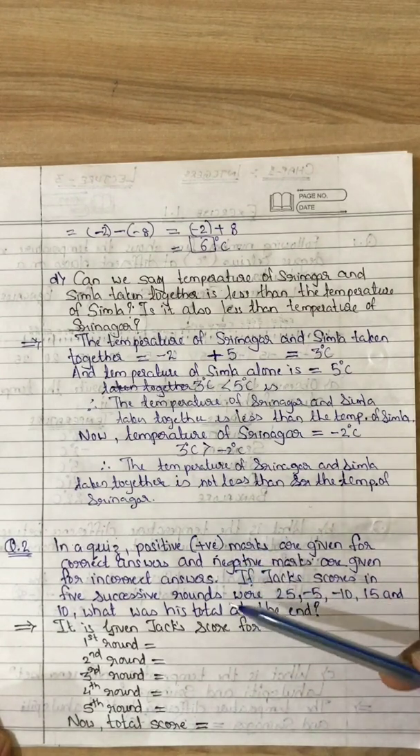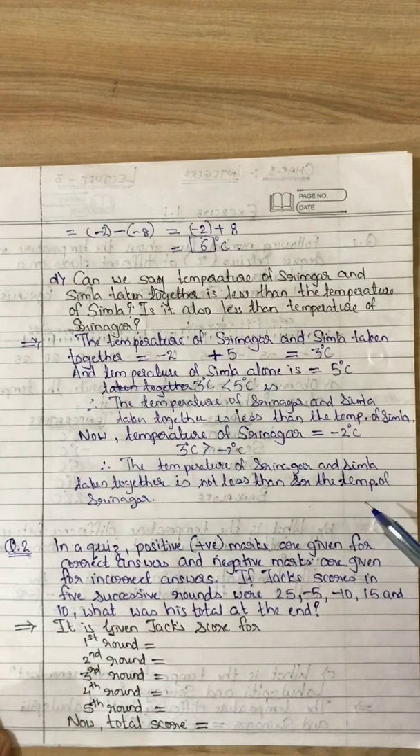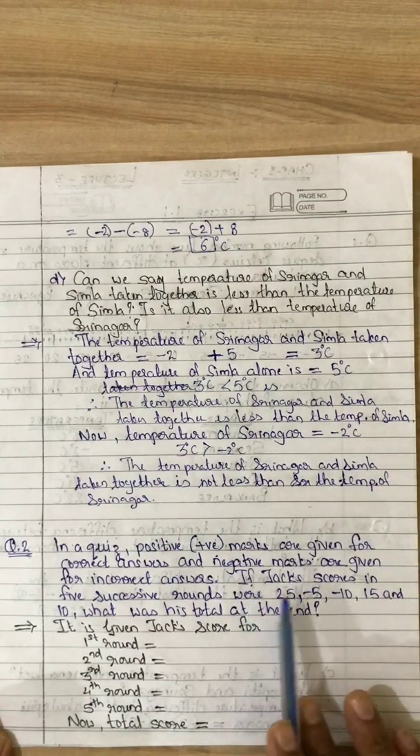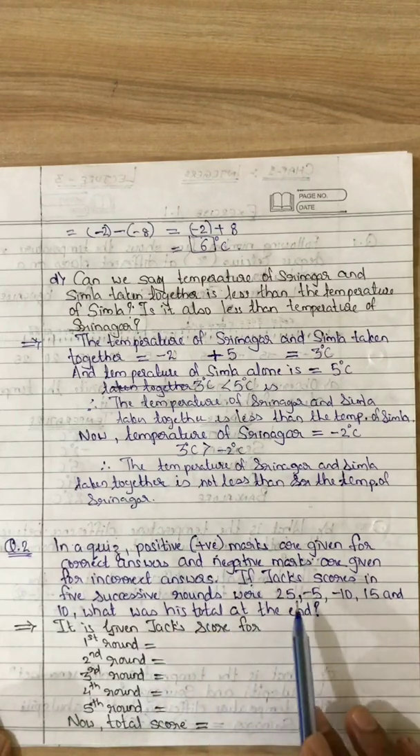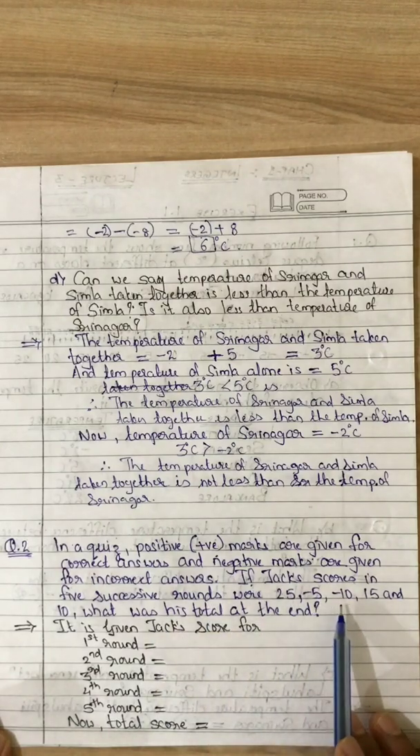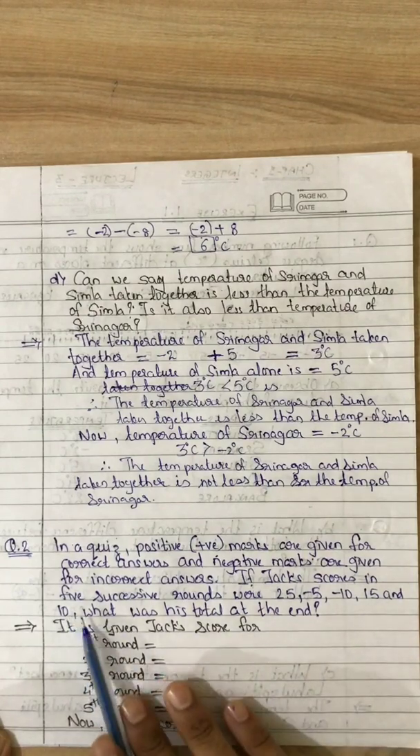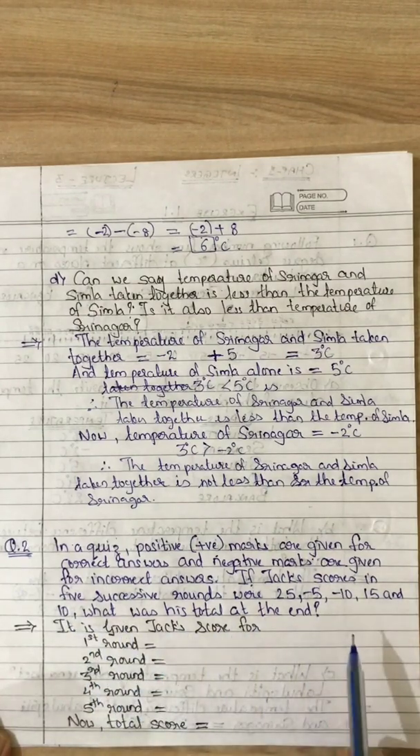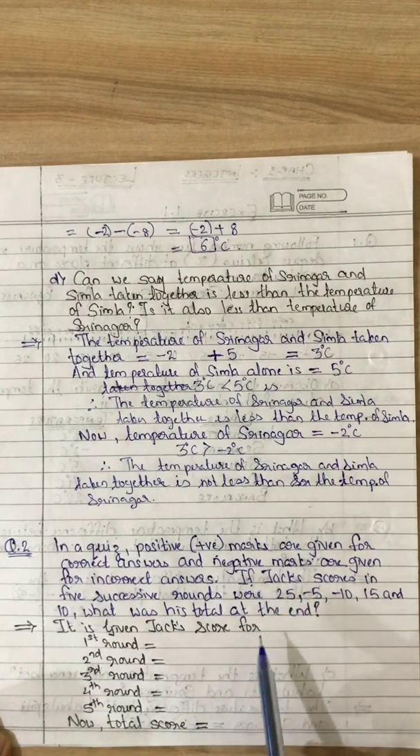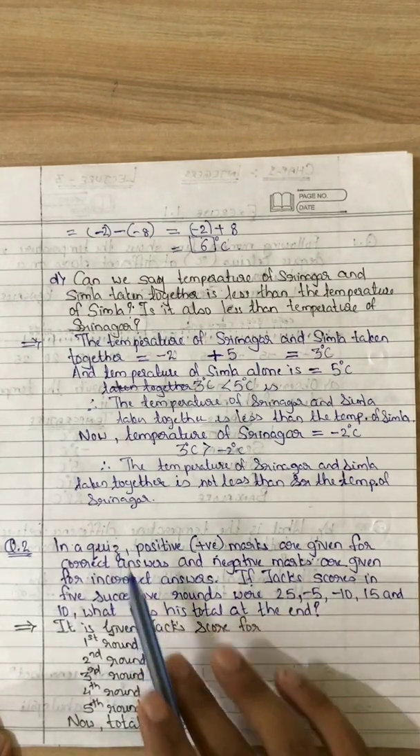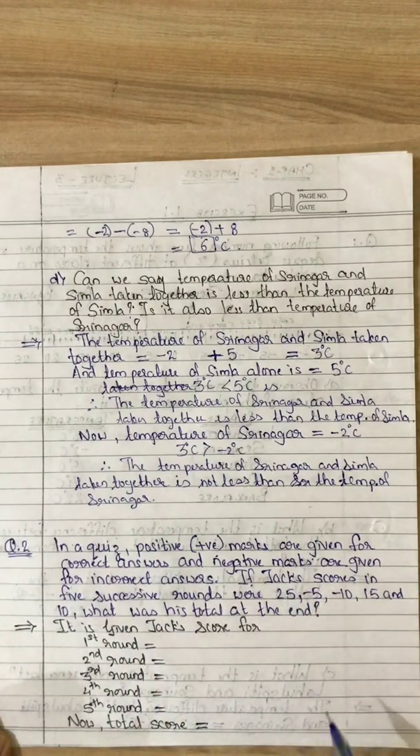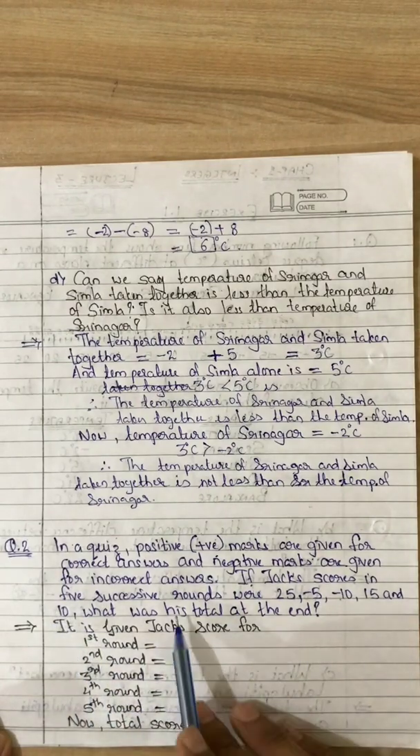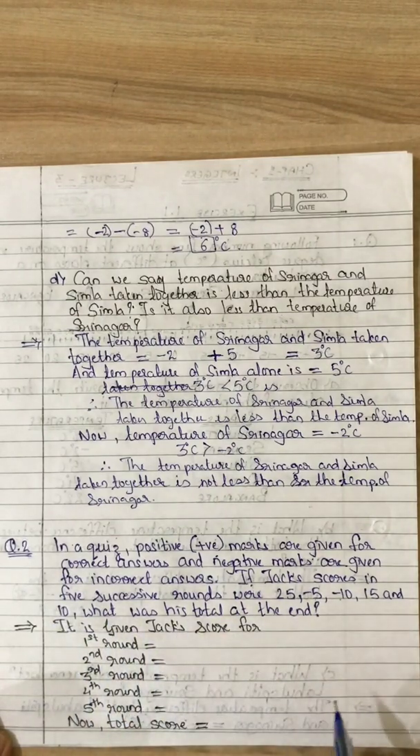And if you are giving incorrect answers, you will get minus marks. Now the question is, if Jack's scores in 5 successive rounds were 25, -5, -10, 15 and 10, what was his total at the end? Jack is one student. He played this quiz competition, and in 5 successive rounds, that is first, second, third, fourth and fifth round, he got this much. So what is his total score at the end?